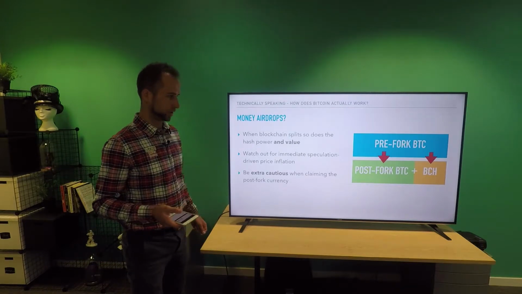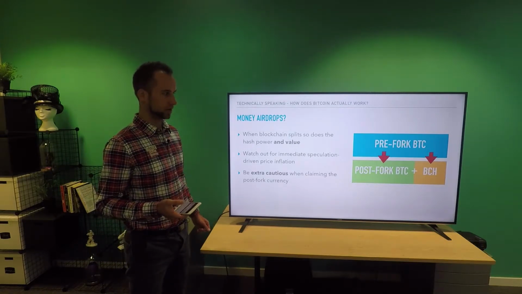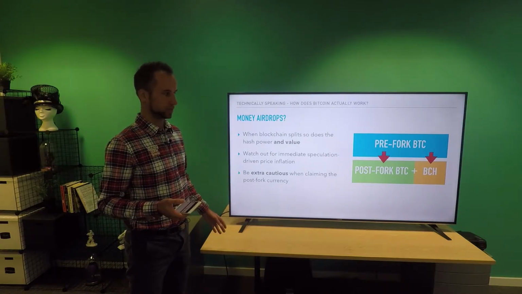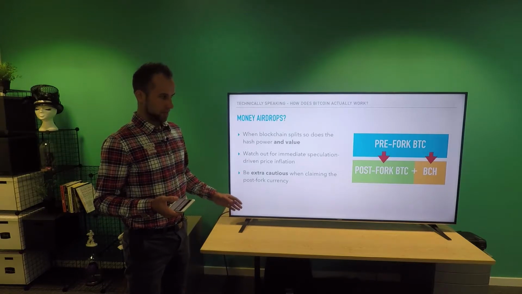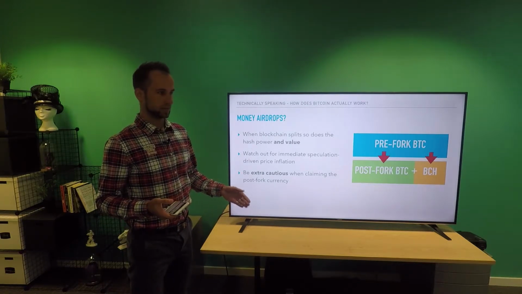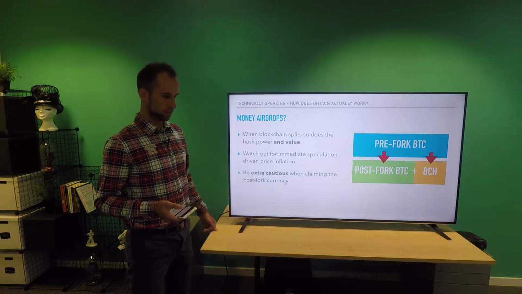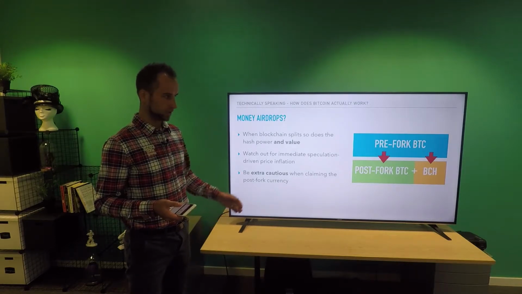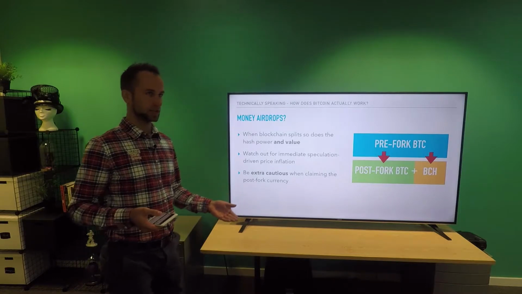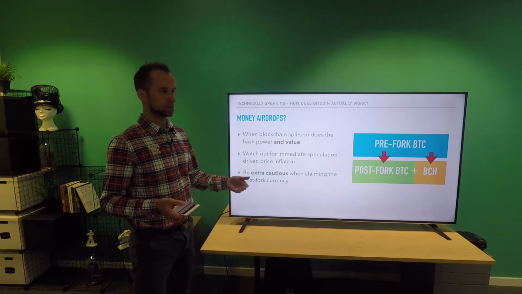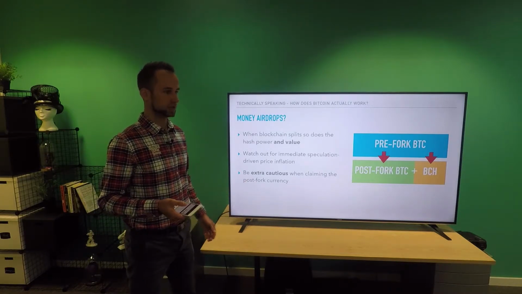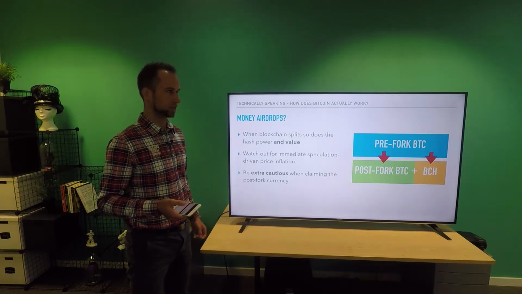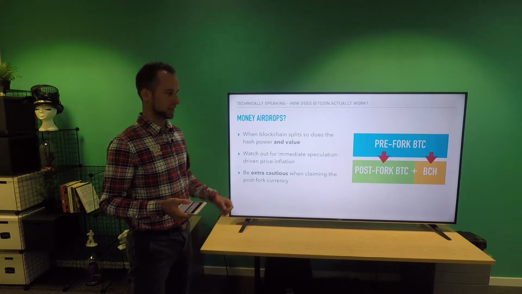We need to be extra cautious when claiming a newly created cryptocurrency, and I'll give you a quick example of what can go wrong. It's quite chaotic right after the fork. There are usually no wallets that support the newly created currency, so it's hard to claim. Some people resort to easy online solutions where you just paste your private key, and then they send you your fork currency, and that's fine.